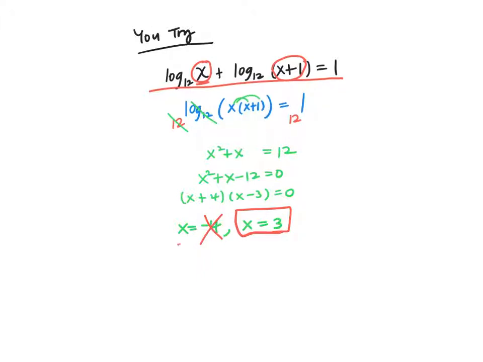Be careful that you don't toss out answers that are negative right away, because it may or may not make the argument negative. You could have a negative number as your answer and have it still be a solution, and have a positive number as an extraneous solution.